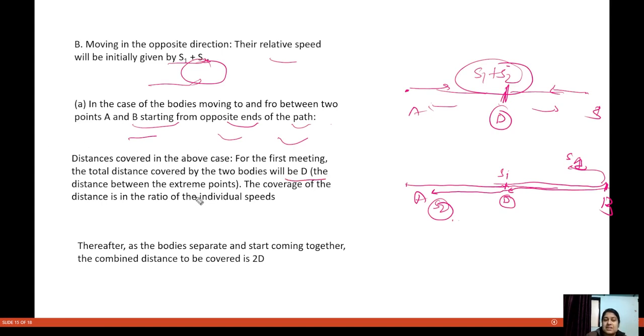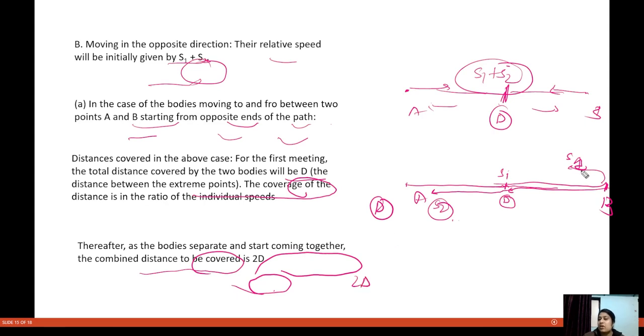For the first meeting, the total distance covered by the two bodies will be d. And thereafter, as the bodies separate and start coming together, the combined distance to be covered is 2d. Why? Because now this s1 has turned, but s2 is still moving towards this direction. See, now this is becoming similar to our first case.